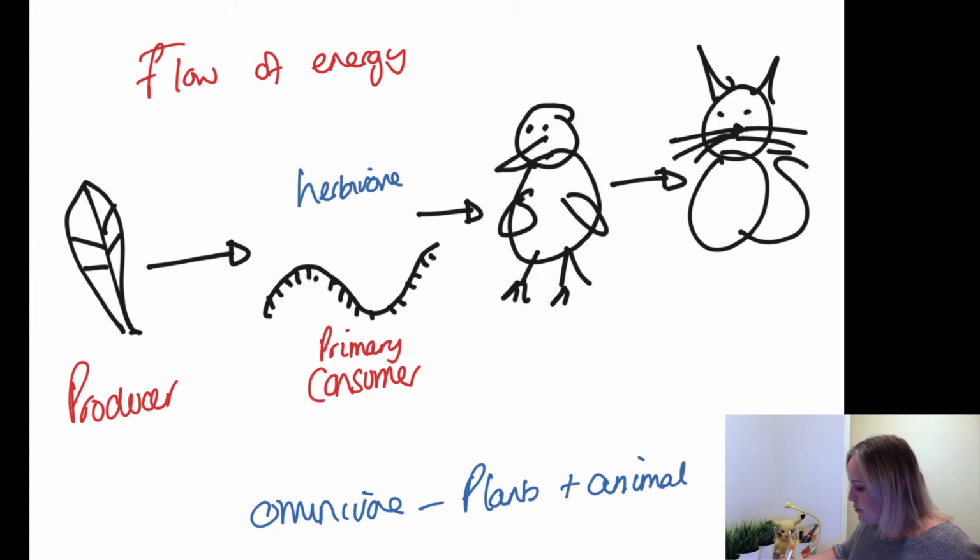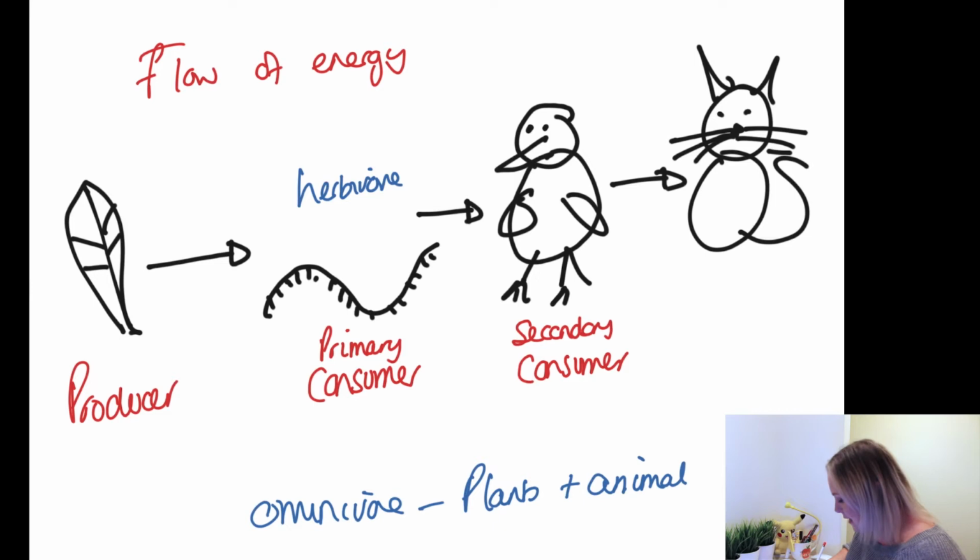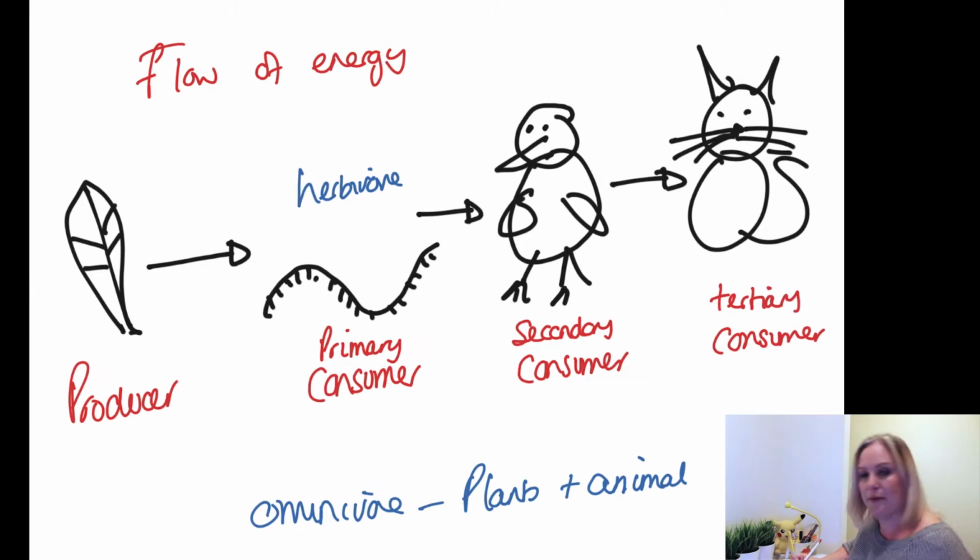Our bird, on the other hand, is also a consumer because it doesn't make its own energy, it eats something else, it's a consumer, but it doesn't eat the plant, it eats the primary consumer, so therefore it's a secondary consumer. Now you might have guessed, our cat is also a consumer, but it's a tertiary consumer because it's the third in the line. Now if you had a fourth one, that would be a quaternary consumer. Okay, so primary consumer, secondary consumer, and a tertiary consumer. Now our bird and our cats are both carnivores.